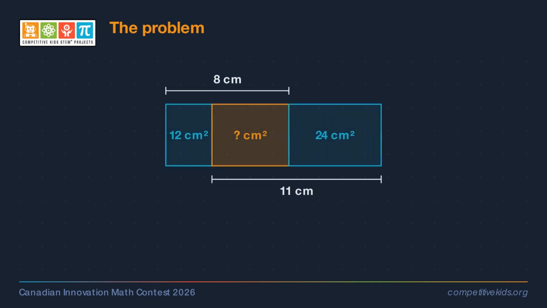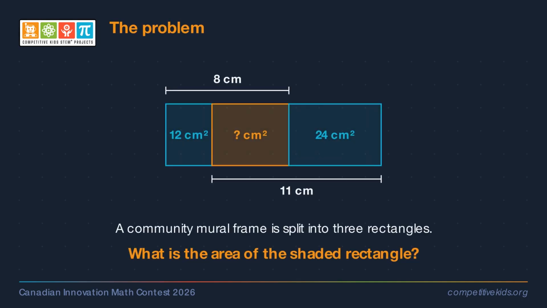A community mural frame is split into 3 rectangles in a row, all the same height. The left rectangle has area 12 square centimeters. The right rectangle has area 24. The left 2 rectangles together span 8 centimeters. The right 2 together span 11. Find the area of the shaded middle rectangle.